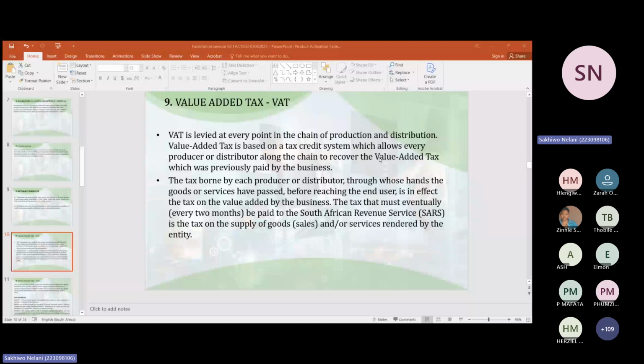If we look at the example that we have used, we said that you are at a center. When you are buying in bulk, your supplier will charge you input VAT. But when you are selling out to your customer, you will charge output VAT.